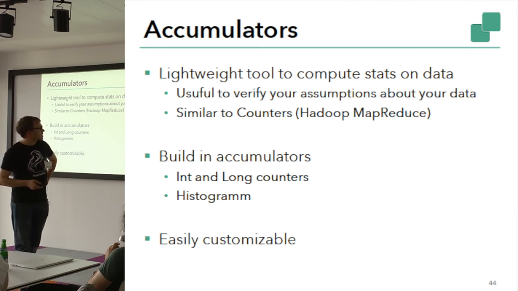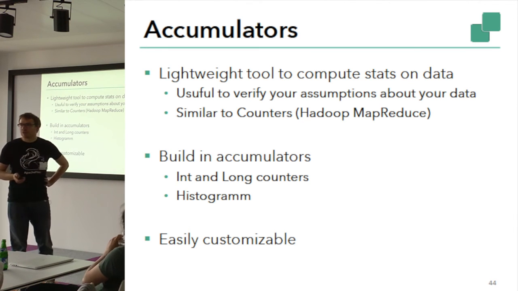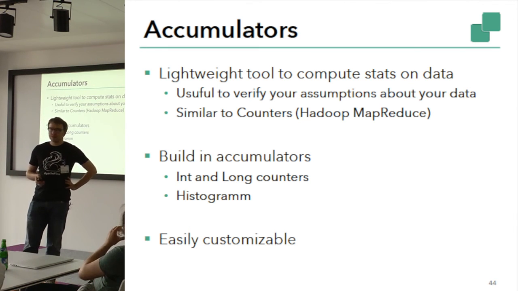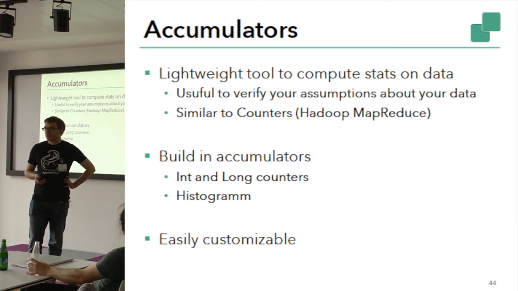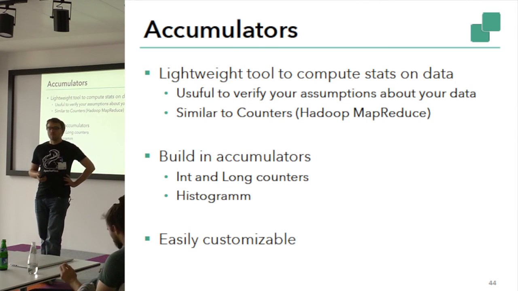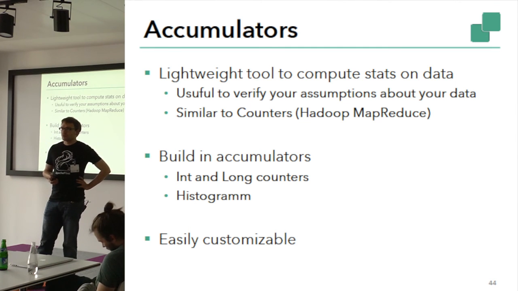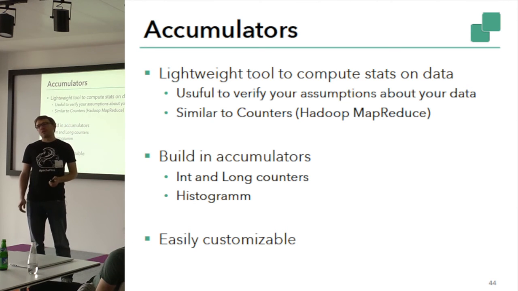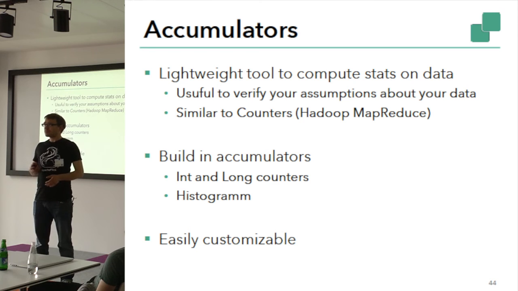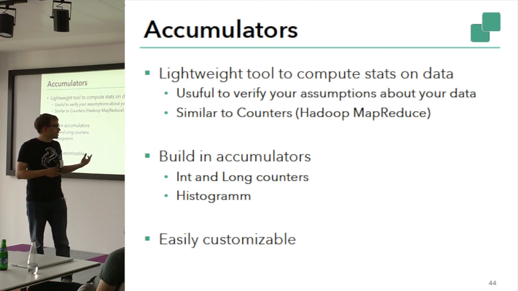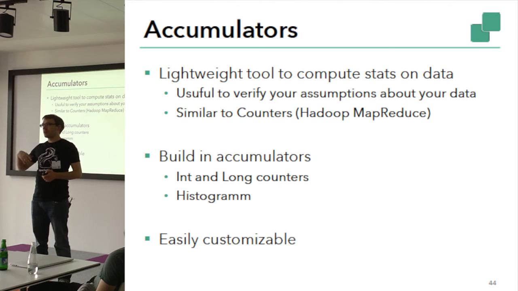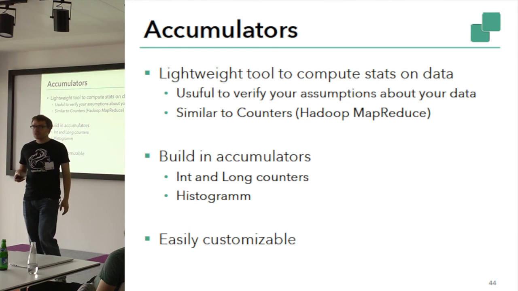Okay, then I think this is the last thing of the API that we cover here: accumulators. These are similar to counters in Hadoop. This is a very lightweight way to compute statistics on your data. If you want to count how many records your functions are processing, you can use, for example, an int counter or a long counter, which just increments whenever you see a record. You can also compute histograms, so it's a little bit more generic than the Hadoop counters.